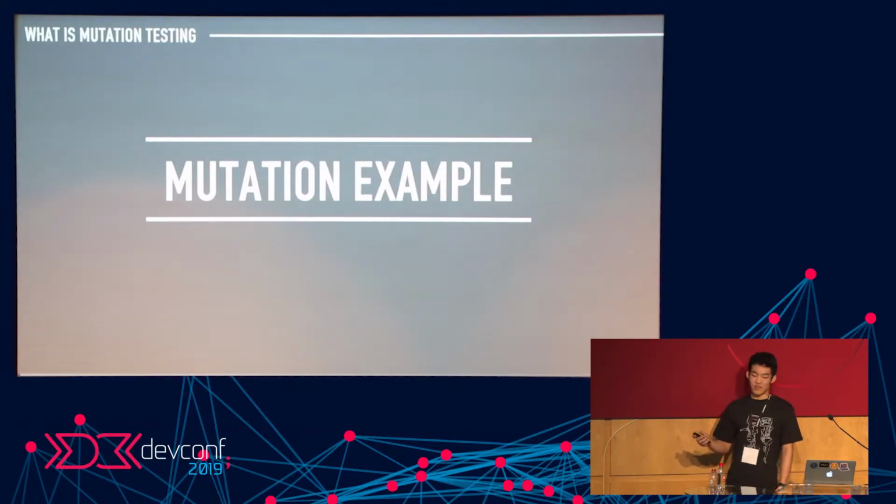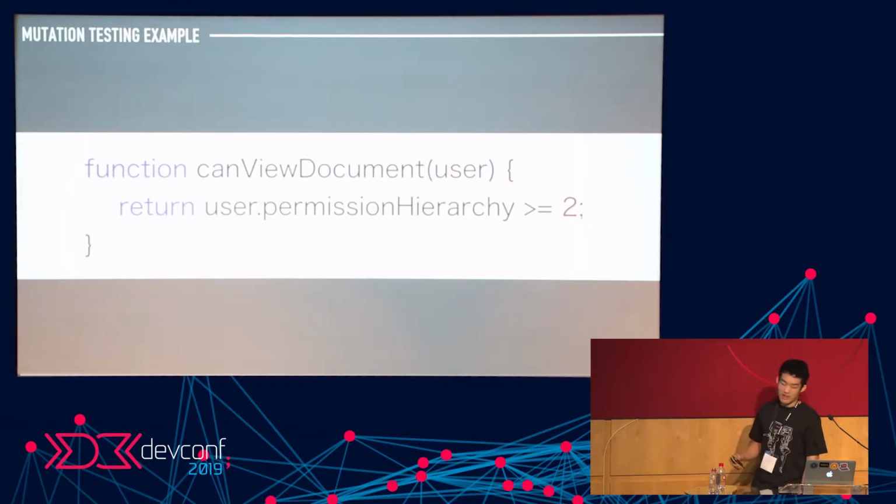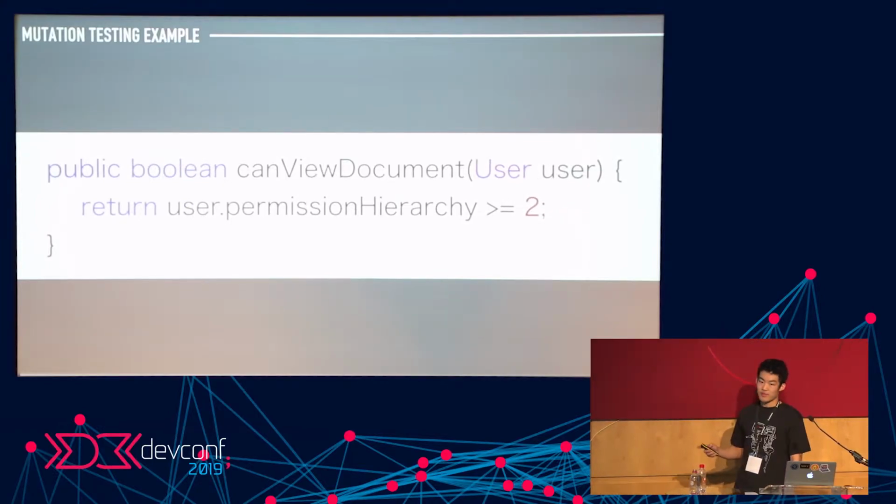Going from the intangible to the tangible, let's take a look at a particular case of mutation testing. We have a method to check whether a user has a permission to view a document. Quite easy. Of course, I also have a version for the Java reference here.